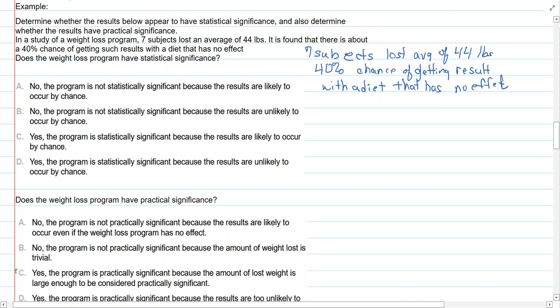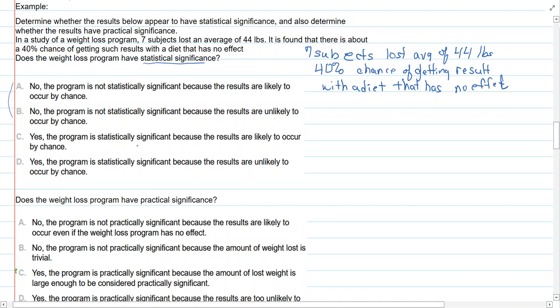All right. Well, what do you think? Now remember, 40% chance of getting this weight loss without a diet that has effects. That means on your own, cutting back, more water, the normal stuff. Well, the statistical significance is no. So we have 2 no's. Now let's read the yeses so we know why that's wrong.